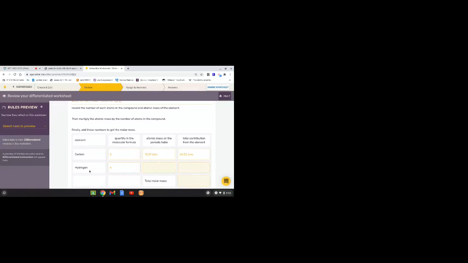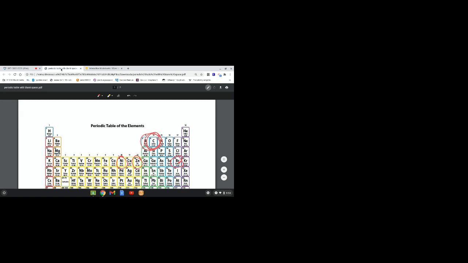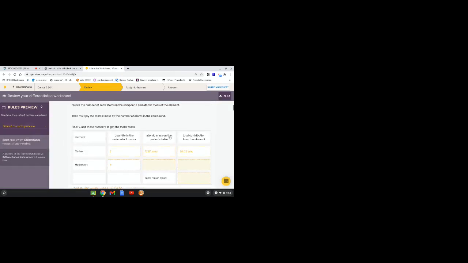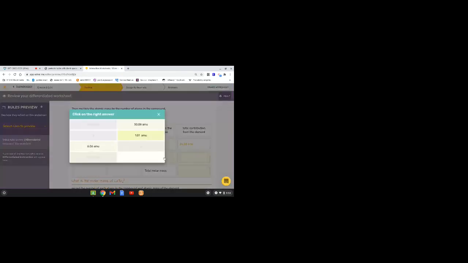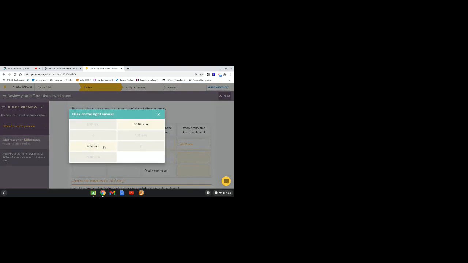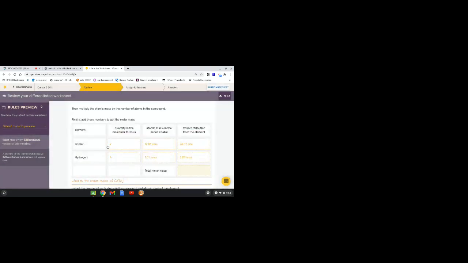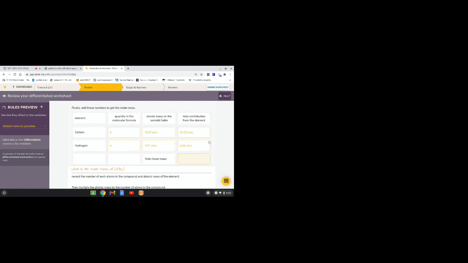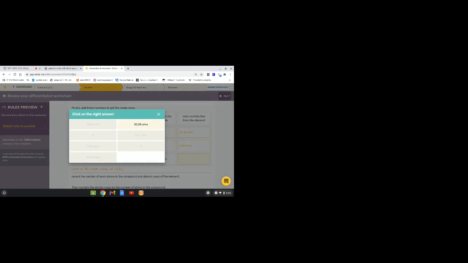Now I'm going to go through the same process for the hydrogen. I have 6 hydrogens here, but I need to figure out the mass for hydrogen. So I'm going to go back to the periodic table, and I'm going to look for hydrogen. Hydrogen is 1.01. So from here, I look for the atomic mass when I click on that box, 1.01. Now I'm going to multiply those two together. 6 times 1.01 comes out to be 6.06. Finally, the last step in doing this is to add everything together. 24.02 plus 6.06 gives us 30.08.